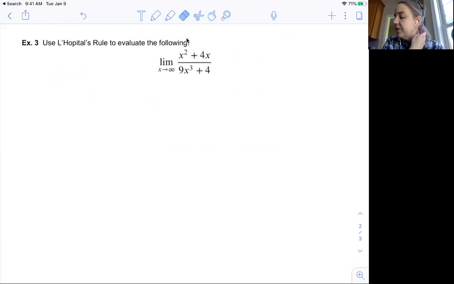We have L'Hopital's rule to evaluate the following. This one's infinity. So if I replace those x's with infinity, this is infinity squared plus 4 times infinity, which is infinity, over 9 times infinity cubed plus 4, well, that's just going to be an infinity cubed. This is infinity over infinity. So before we talked about rules with the power in the numerator and the power in the denominator. If the power in the denominator was greater, the answer was 0. If the power in the numerator was greater, the answer was positive or negative infinity. If the powers were the same, the answer was the ratio of the coefficients in the front.